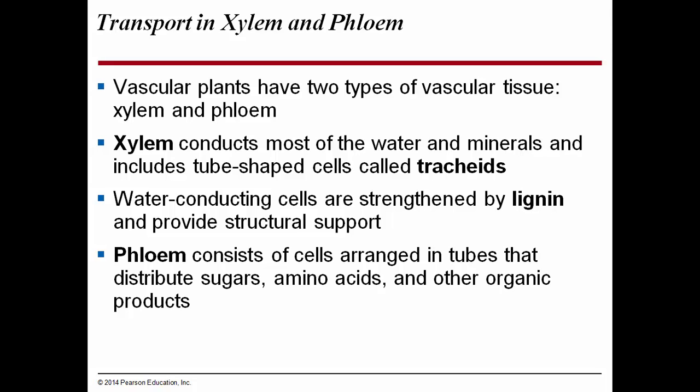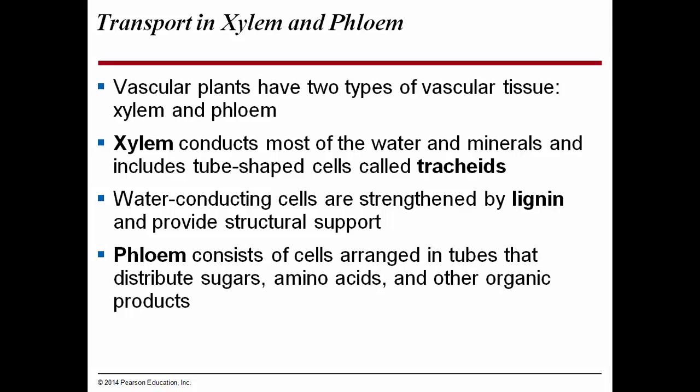Okay, the transport in the xylem and the phloem, this is really what gives the vascular plants their advantage. Vascular plants have two types of vascular tissue, xylem and phloem. Xylem conducts most of the water and minerals that are drawn up through the roots and includes tube-shaped cells called tracheids. Tracheids are technically dead cells. They're laid down by the plant as it's growing.